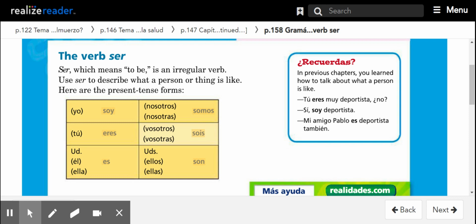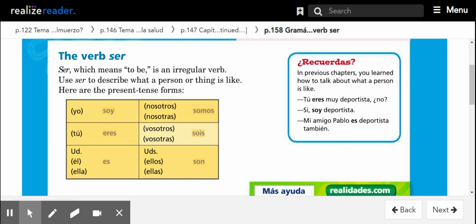Formal you, she, or he is. We are. You all, informal, only used in Spain, are. Ustedes, ellos, and ellas. Ustedes, which means you all, is the way we use you all here in the United States in Latin American English. You all are, or he, or they are. You all are, or they are.